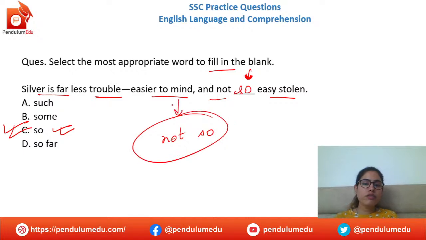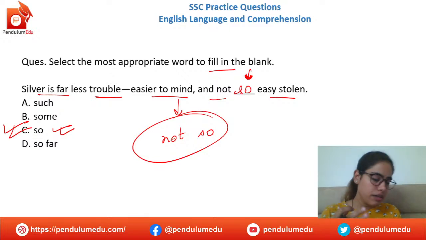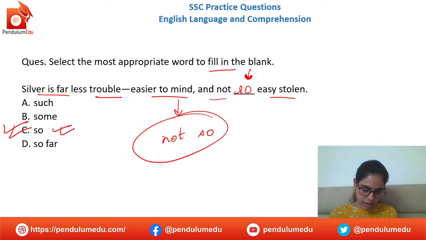If you even read it with all the options, you will clearly get it, because this works as a phrase. It is a fixed set of words, right? Not so easy stolen. Yes, Real Rebellion, C is right. Absolutely right, Sanjeev and Real Rebellion.